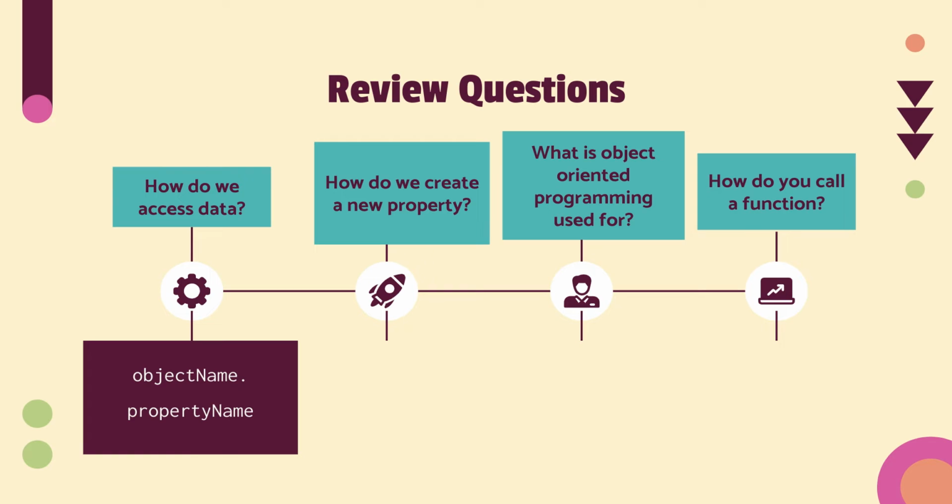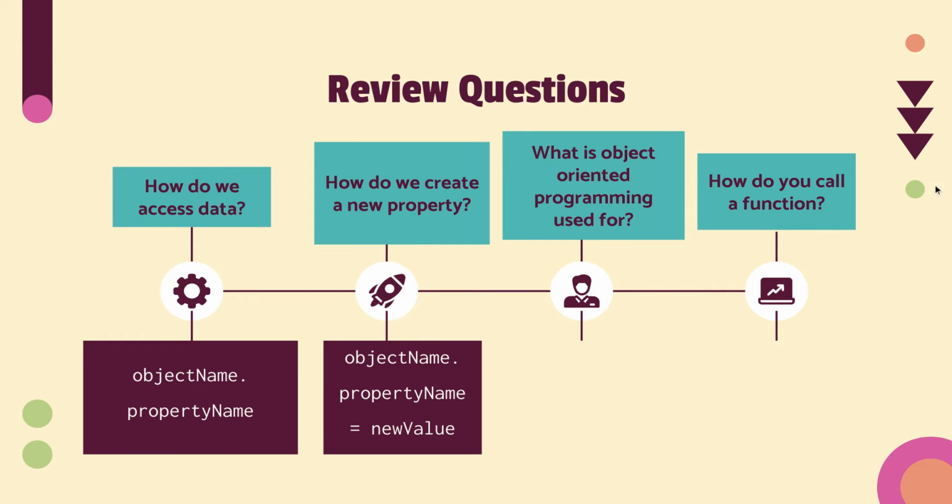Next, how do we create a new property? Okay, so the way we create a new property is you say object name dot, and then you create your new property name, so you just name a new property equals, and then you make a new value for this new property you just created.